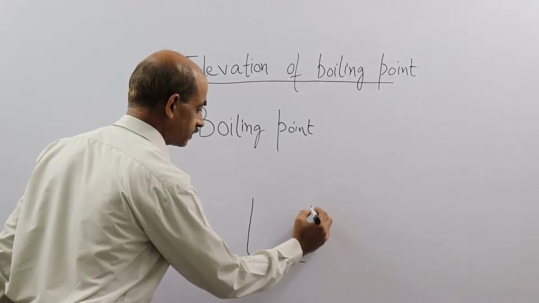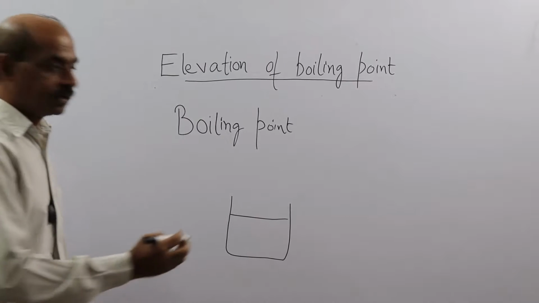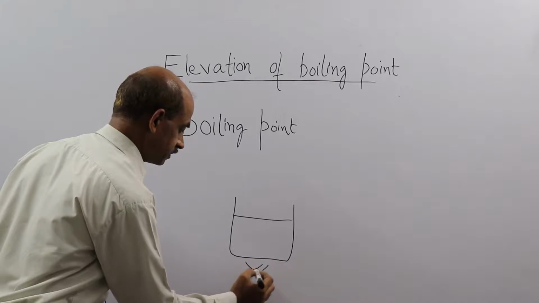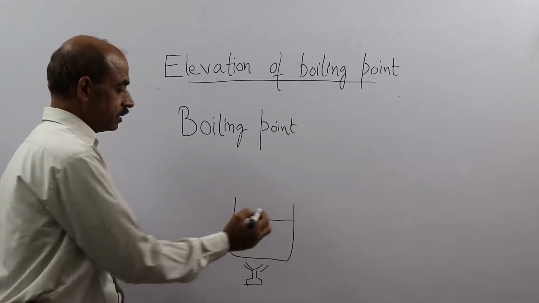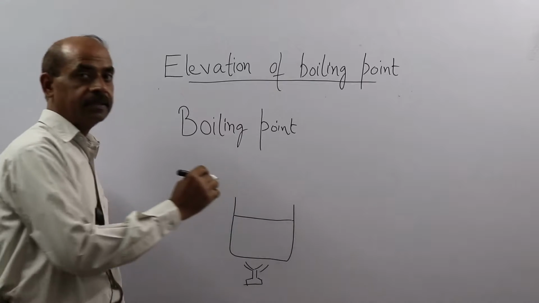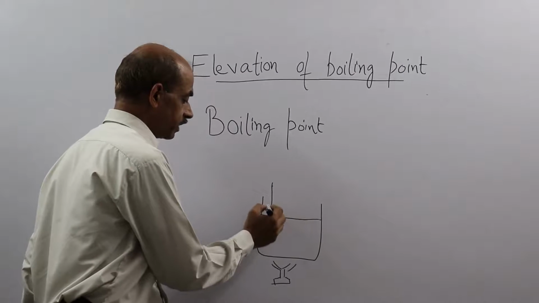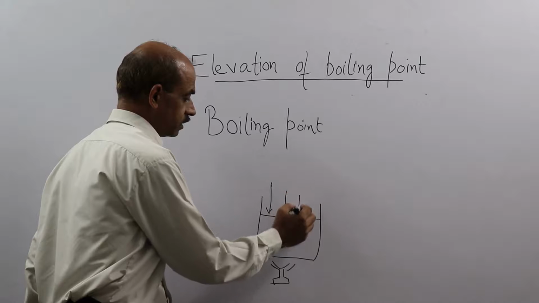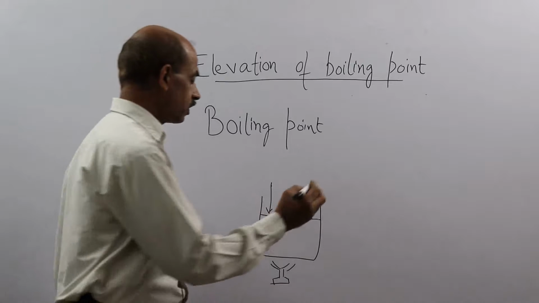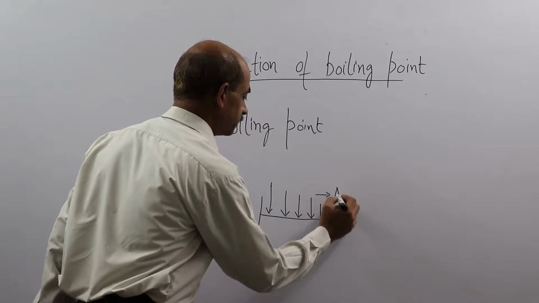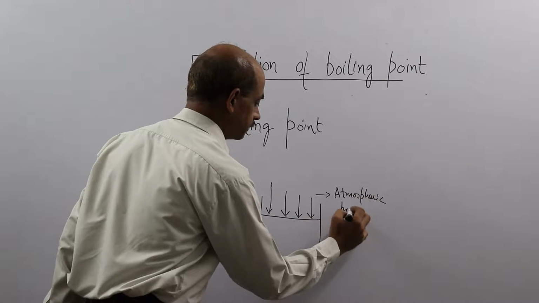Let this be water, and we are heating this from below. Then always upon the surface of liquid some pressure is exerted, and this pressure is called the atmospheric pressure.